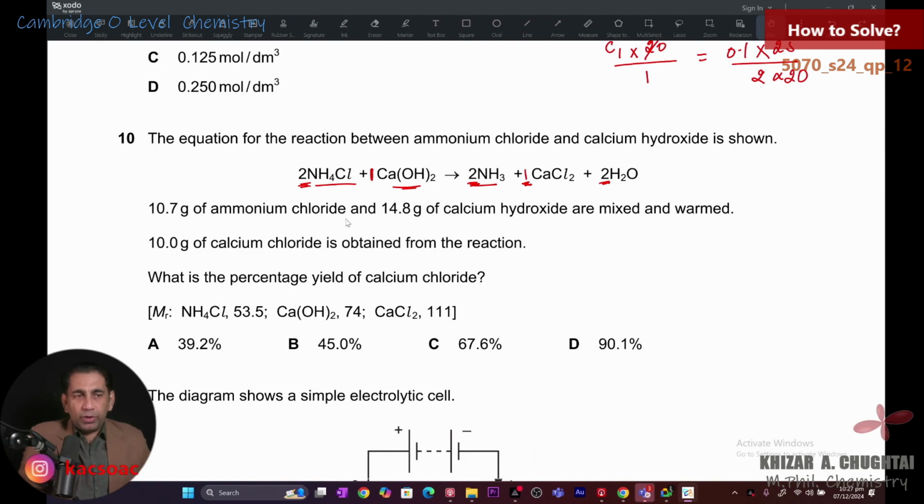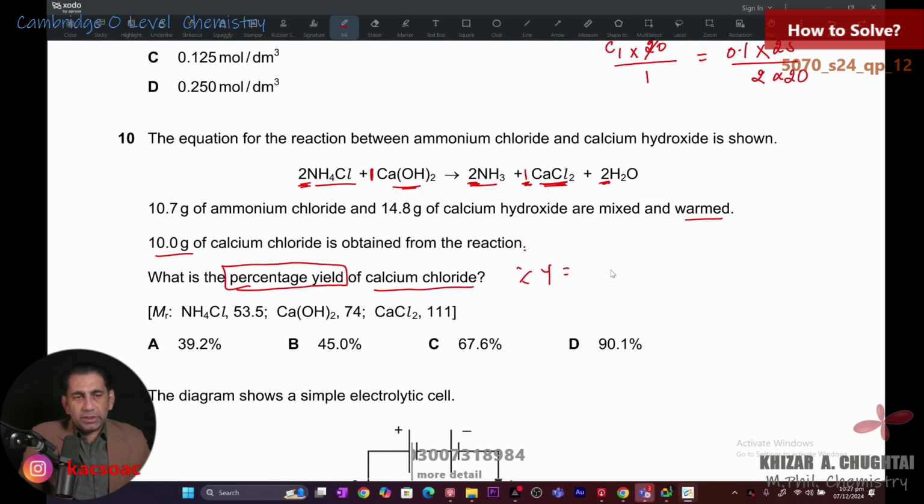10.7 gram of ammonium chloride and 14.8 gram of calcium hydroxide are mixed and warmed. 10 gram of calcium chloride is obtained from this reaction. What is the percentage yield of calcium chloride? As it is a yield, basically it is a product, so he is asking to find the percentage yield. Molar masses are given, 4 options are given. So I'm going to apply the formula of percentage yield.